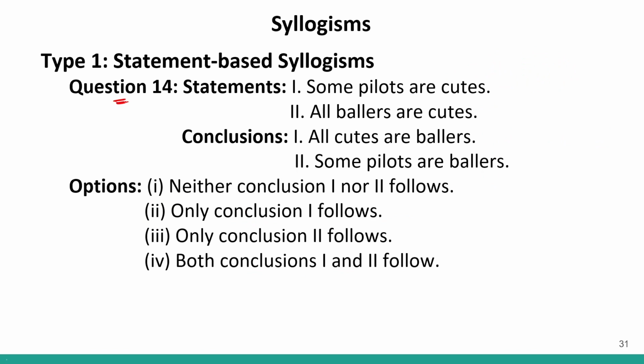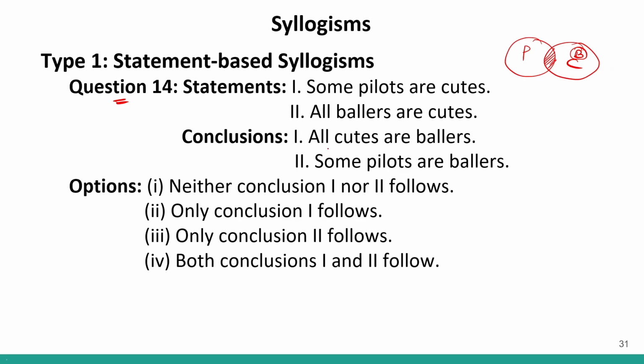Question number 14, the last question for this lecture. Statement 1 says some pilots are cute. So some pilots are cute will be written like this. This is the highlighted part. Second says all ballers are cute. So ballers will come inside cute because all ballers are a part of cute. Correct? So this is my Venn diagram.